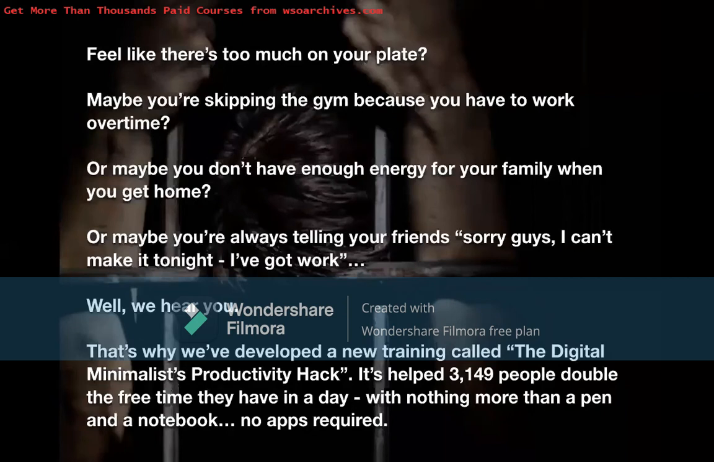Double the free time they have in a day with nothing more than a pen and a notebook, no apps required. Boom. And the 3,149 people, if you have the social proof, definitely use it.